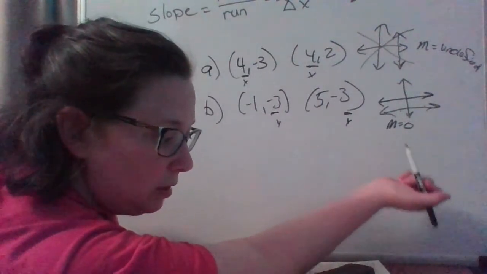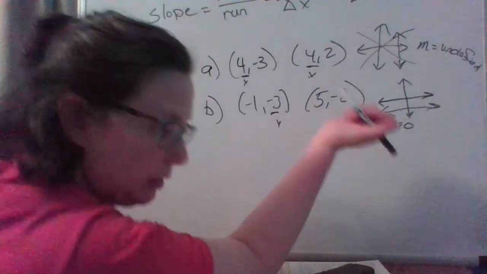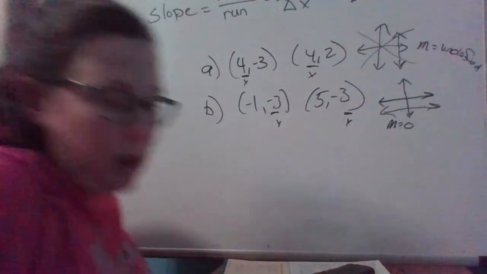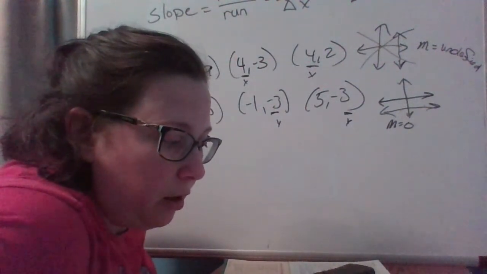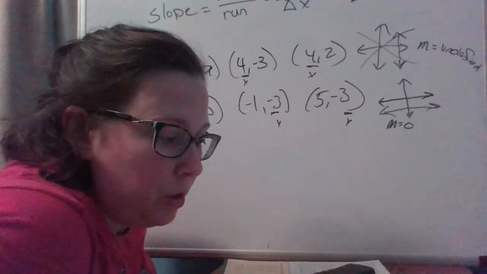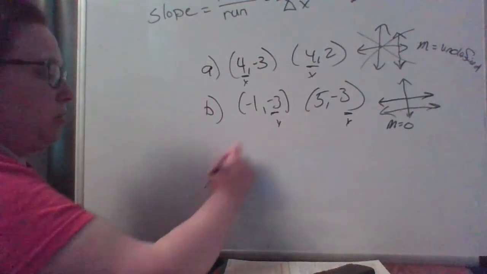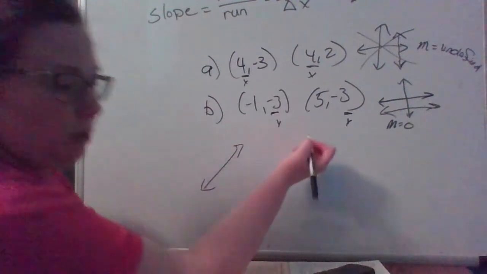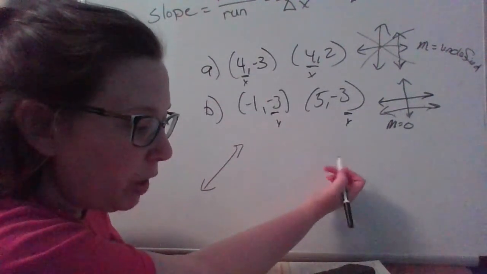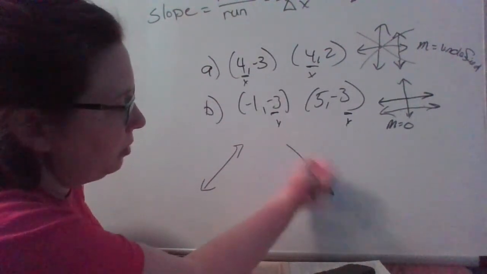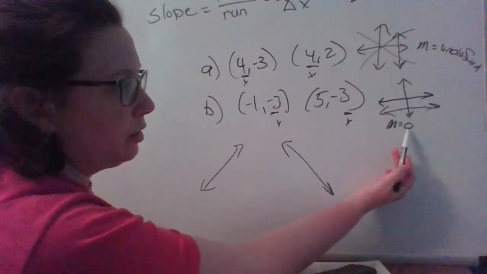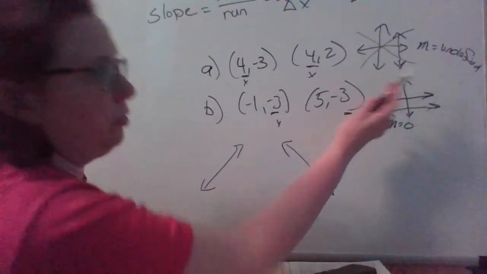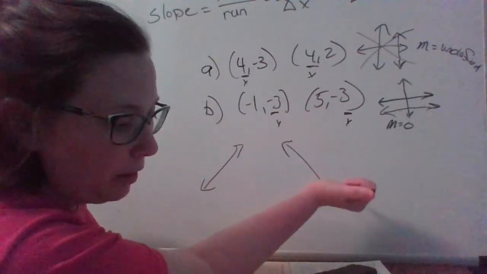That is it for the examples here and the got it's. And they show a nice summary on page 317 of the different kinds of slopes. So if you're going uphill, you are going to have a positive slope. If you're going downhill, you're going to have a negative slope. If you're a horizontal line, your slope is 0, and if you're a vertical line, your slope is undefined.